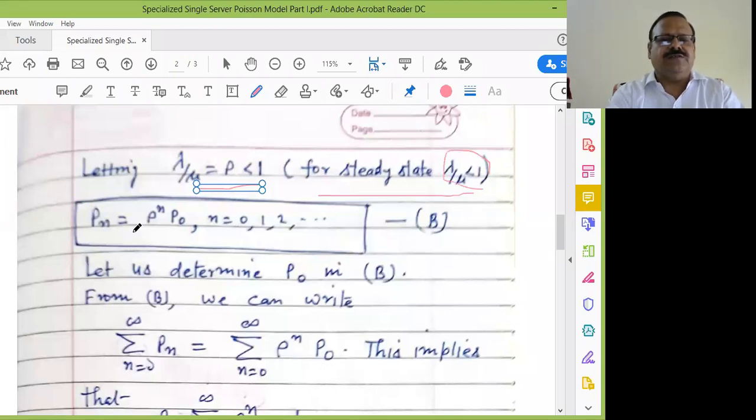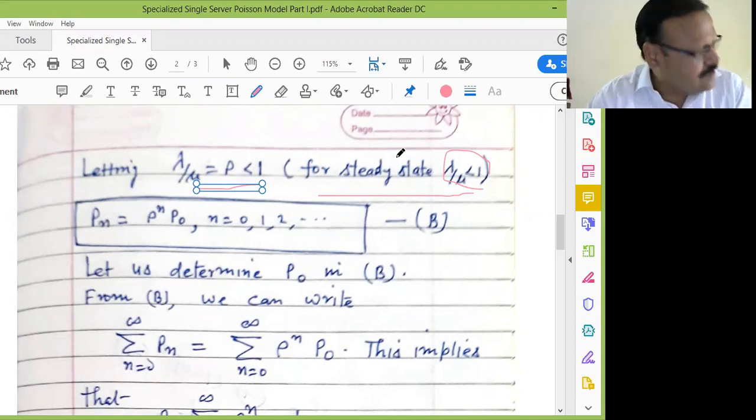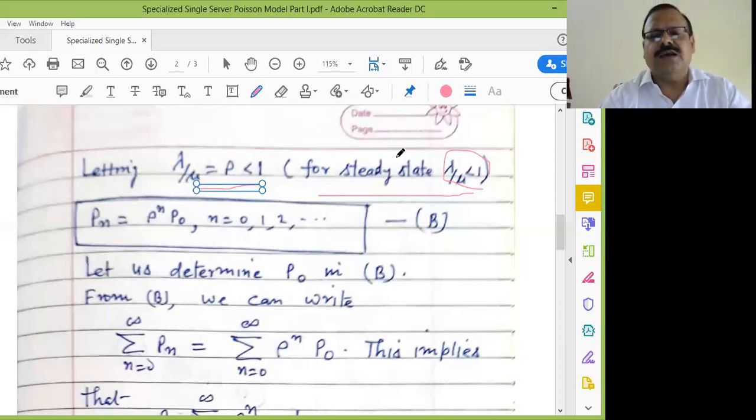So Pn is equal to rho to the power n into P naught, with n ranging from 1 to 3. This is the steady state, because every derivation, every analytical discussion and interpretation is taking place under the steady state. The steady state says that mu, the service rate, is always higher than the arrival rate lambda, and only then the steady state or balanced state will take place. Otherwise, this will not take place.